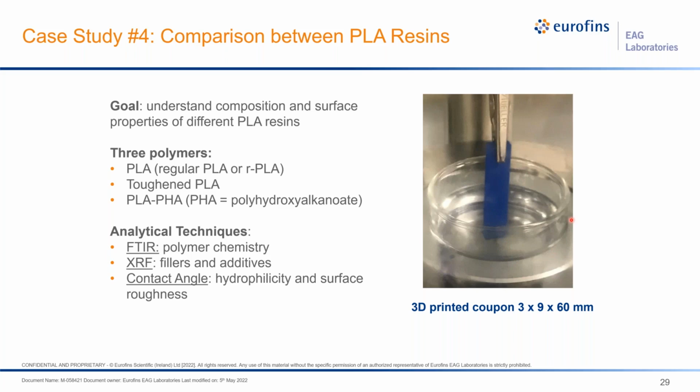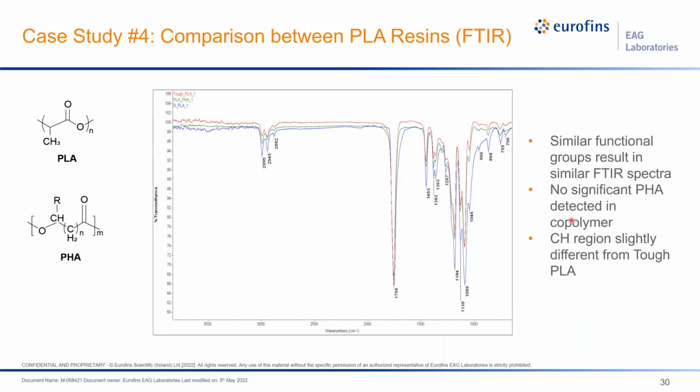So let's start with FTIR. This is the structure of PLA, and here is PHA. This is more like an aliphatic polyester, and it turns out we really did not see very many differences between these three resins. That suggests to us that the PHA content is probably pretty low.